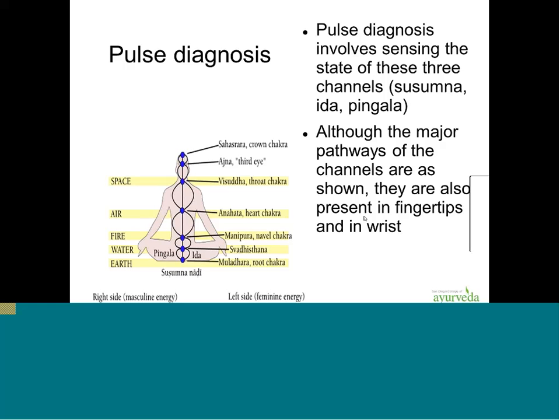But the core principle in pulse diagnosis is all based on these three channels, these three nadis, and being able to sense their presence and how they are affecting the doshas and the circulation of prana within the body.